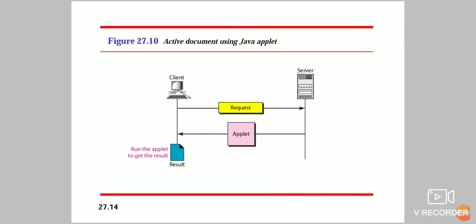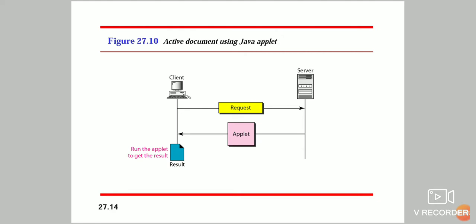Now we'll discuss active documents. More or less we need Java for creating these active documents. Here we have an example of an active document using a Java applet. A client makes a request and the server sends back the applet. The applet then runs in the client machine to give you the results. This is called an active document. So this is all about static, dynamic, and active documents.